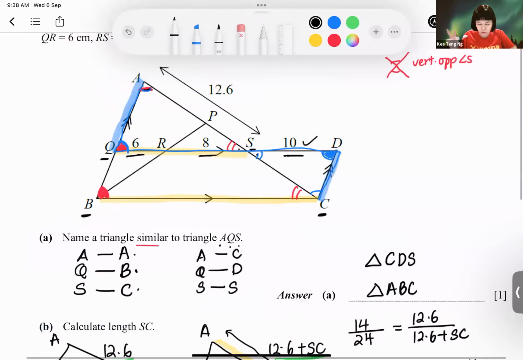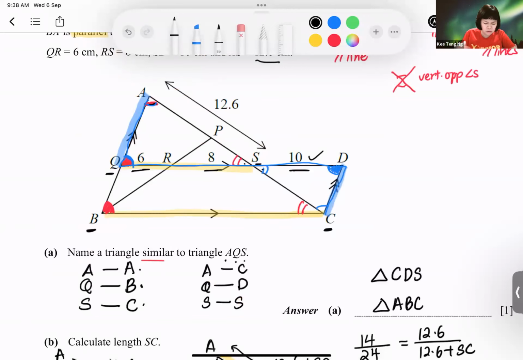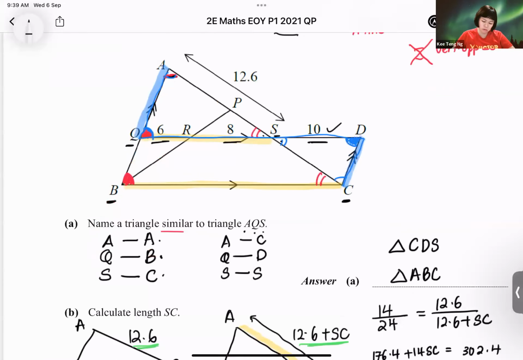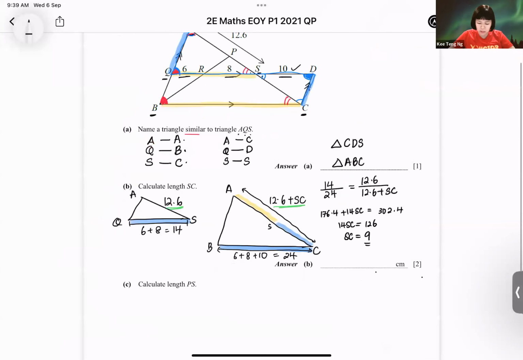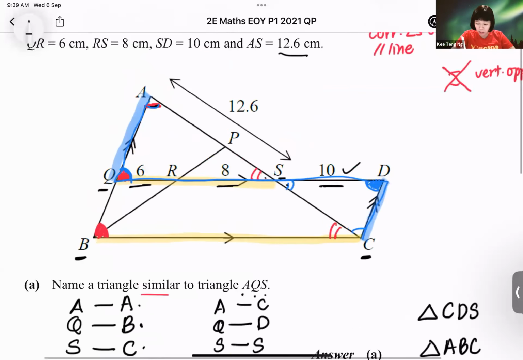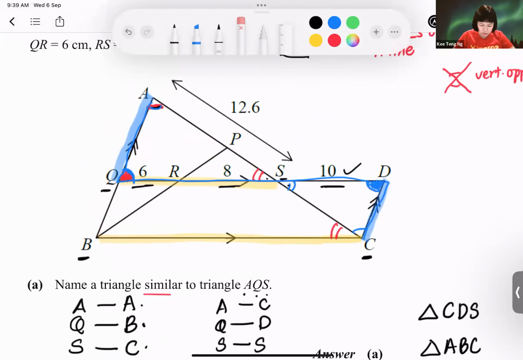Next part, let's try to find PS. How do we find PS? Is there any other triangle that might be similar to PS? No idea. Okay, let's see. I also don't know. They want us to find PS. That means I must find something related to triangle PS, right? If anyone can identify any triangle that might be similar, let me erase all this away so that I can see my things clearly. Oh, too many things already.